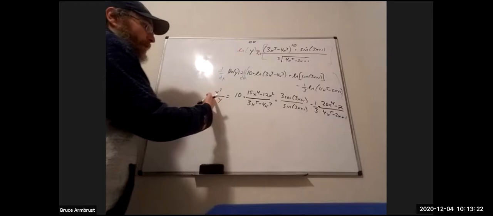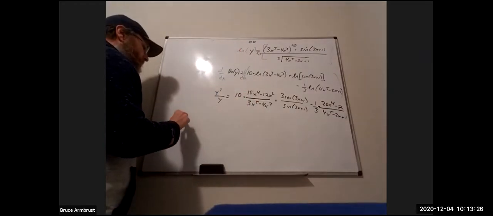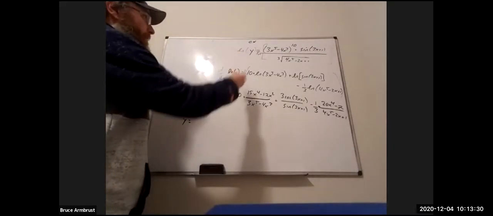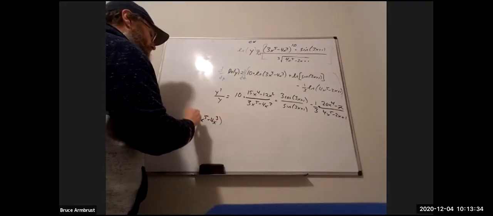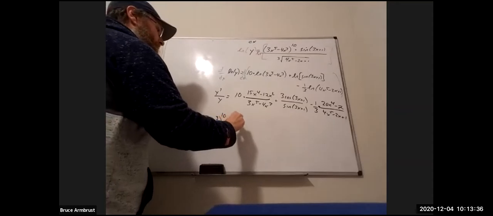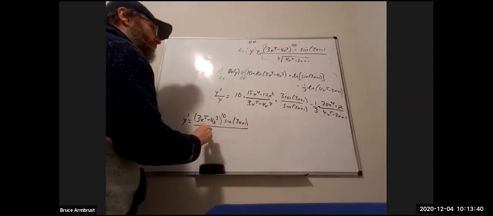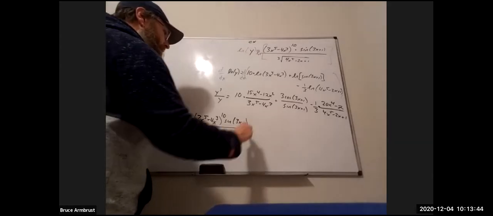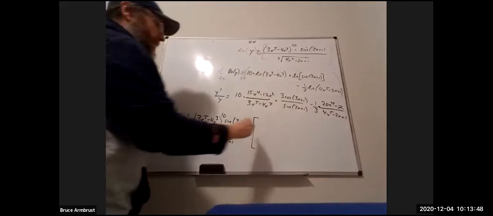So now to get y prime, I got to multiply by y. So here's what y prime is going to look like. It's going to be the original y, and then that original y gets multiplied to all of this stuff.